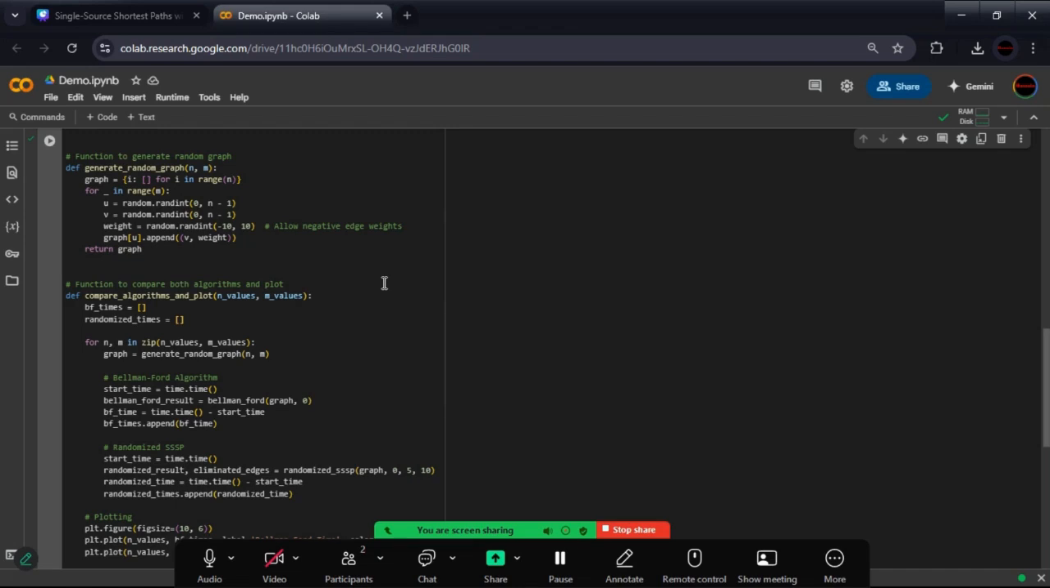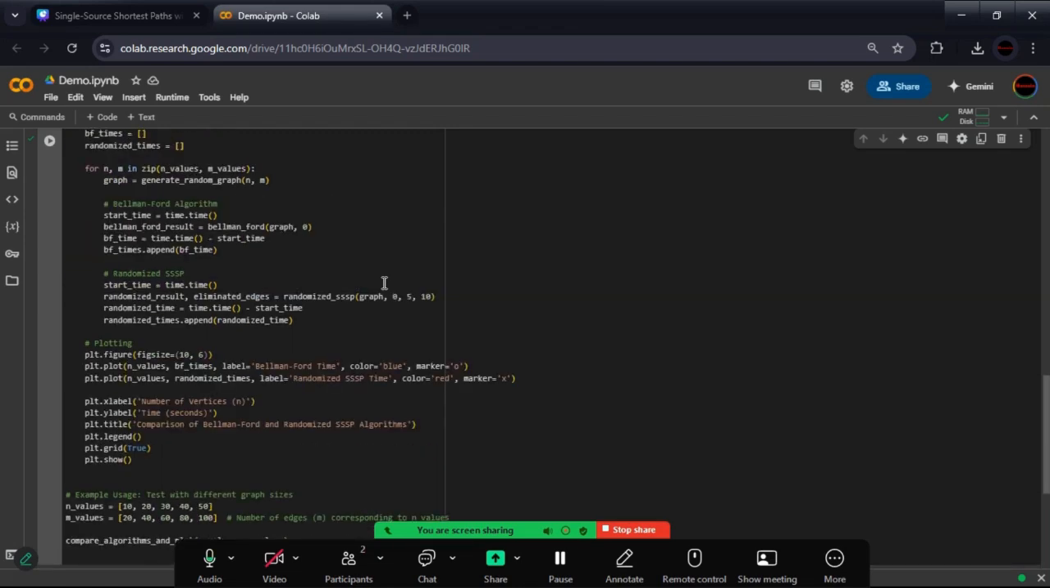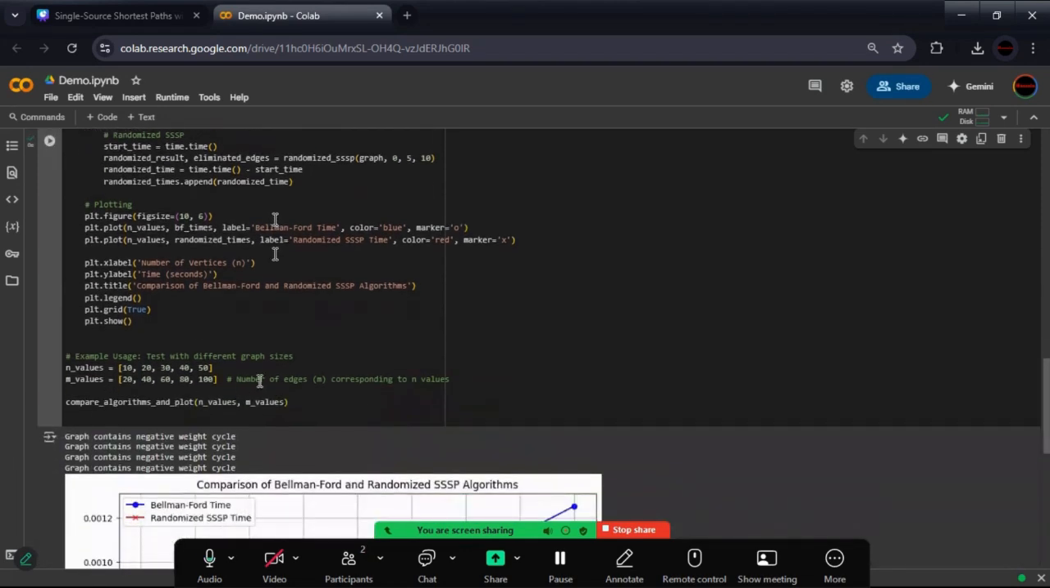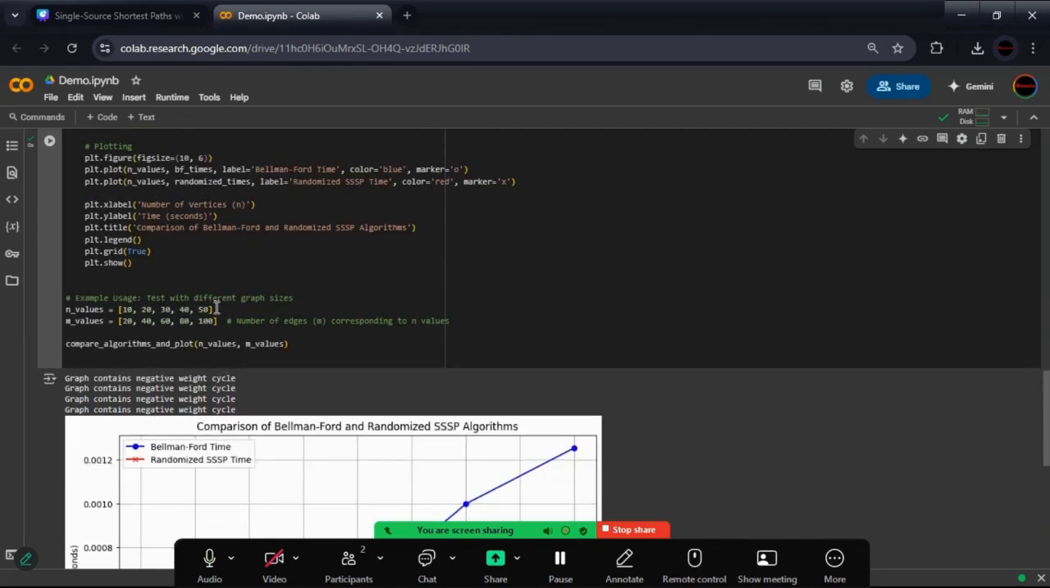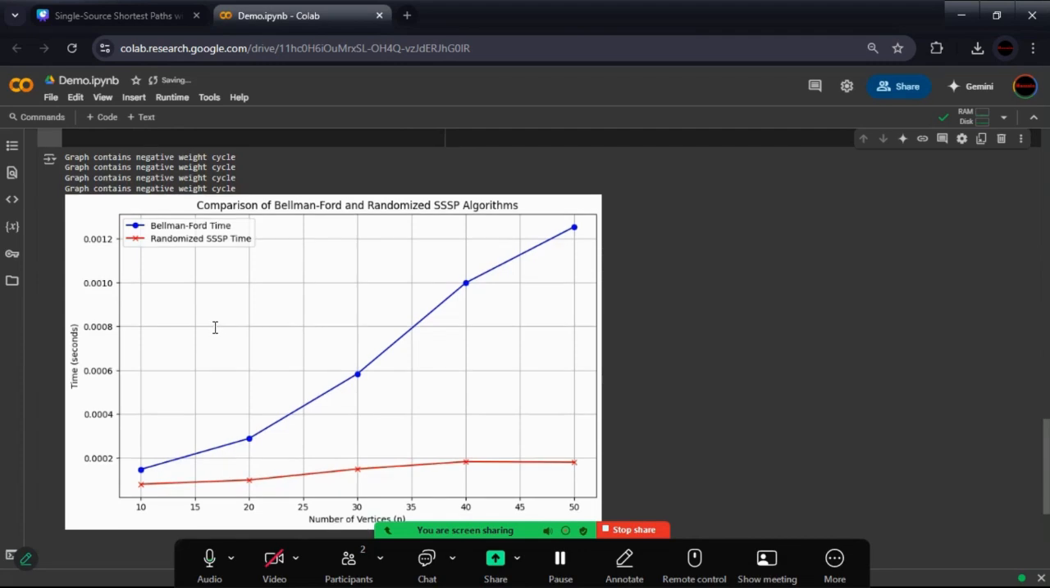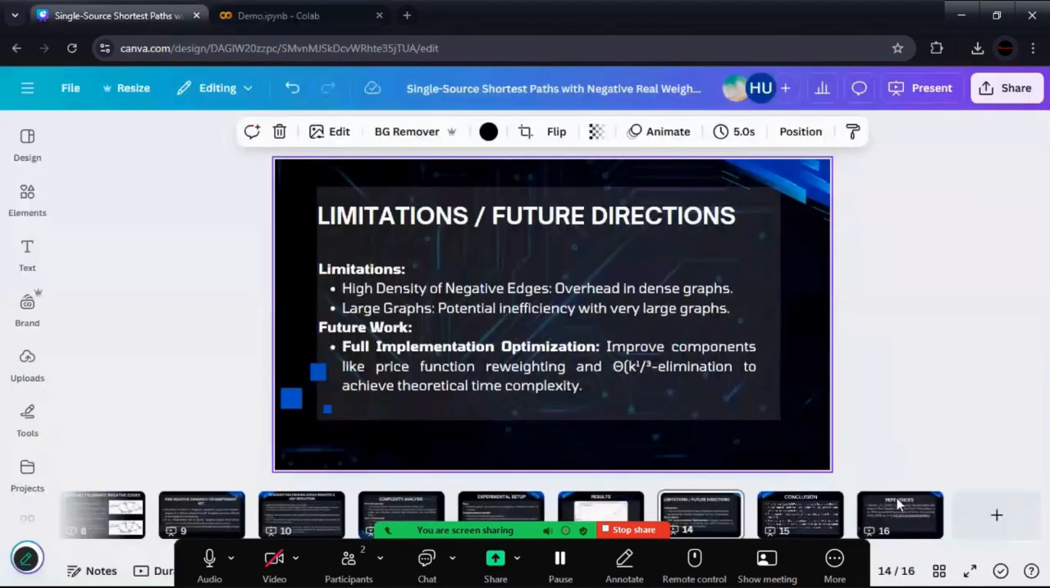Lastly, this function basically compares the running time for both the algorithms. Now I can run the code simply. One thing I forgot to mention is that we tested on these numbers of vertices and edges. So here, as you can see, vertices are 10 to 50, edges are 20 to 100, and these are the results that we get. So now getting back to our presentation.